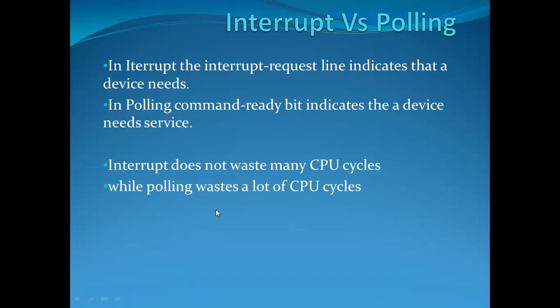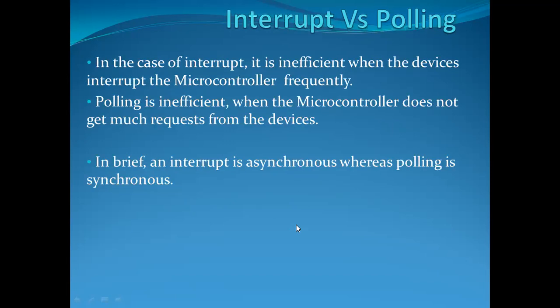But in the case of an interrupt, whenever an interrupt is raised, the processor stops executing the current process and gives attention to that interrupt. That means the interrupt service routine starts executing. So this is the main point: an interrupt does not waste many CPU cycles, whereas polling wastes a lot of CPU cycles.